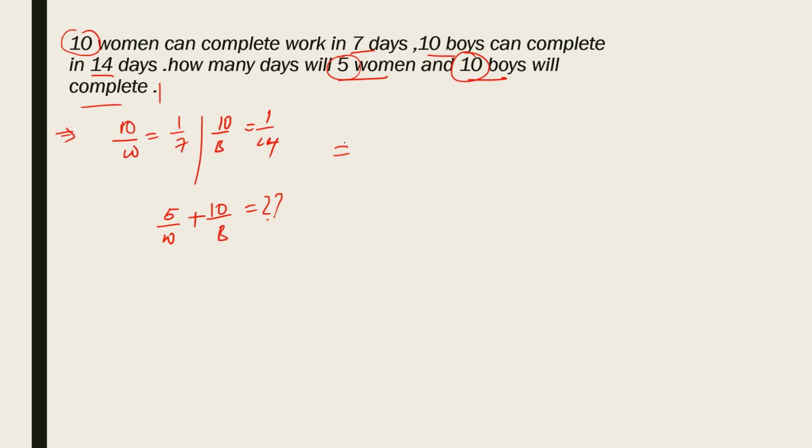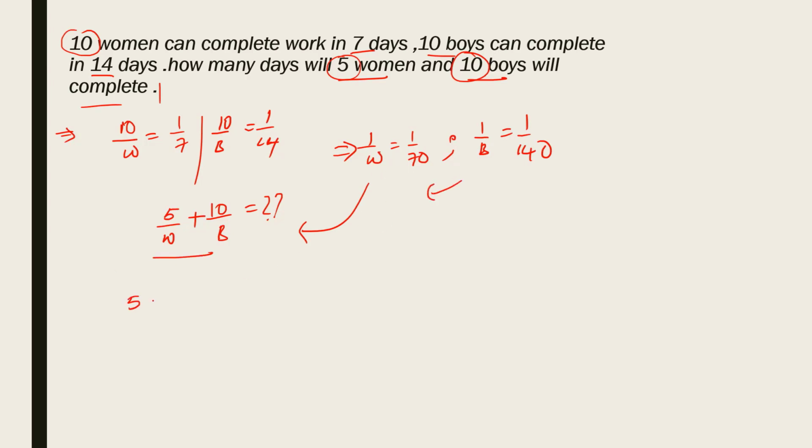It's very simple. You might have got the idea by now. So 10 by W we know. 1 by W is nothing but 1 by 70, and 10 by B is 1 by 14, so 1 by B is 1 by 140. We have to substitute 1 by W and 1 by B in this equation.